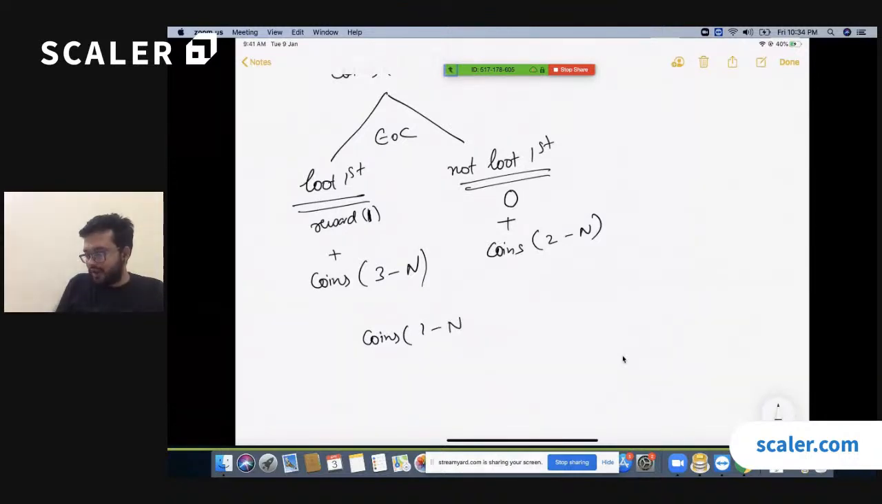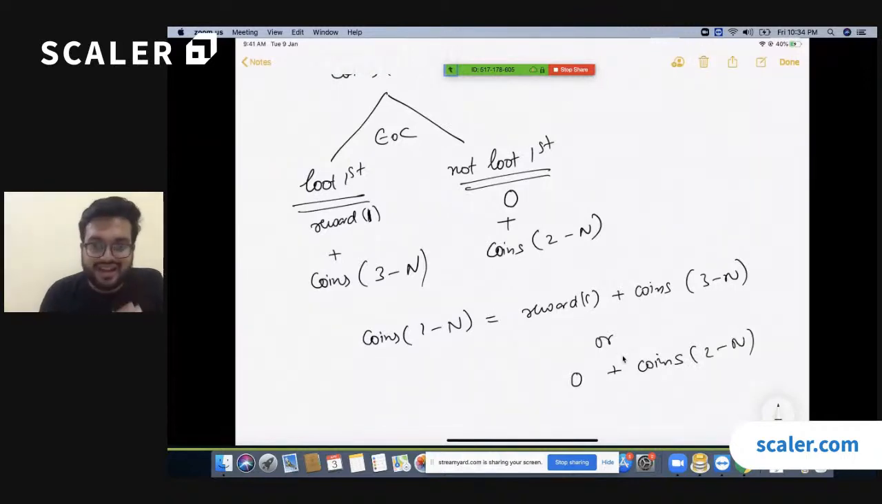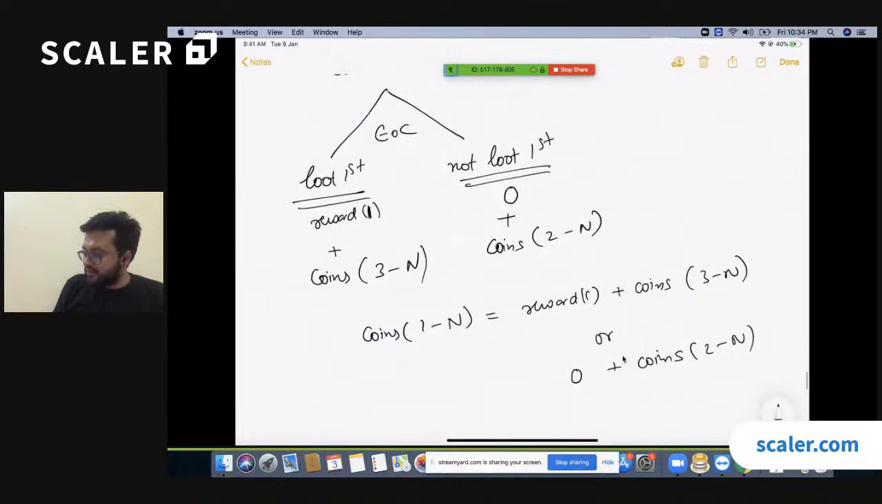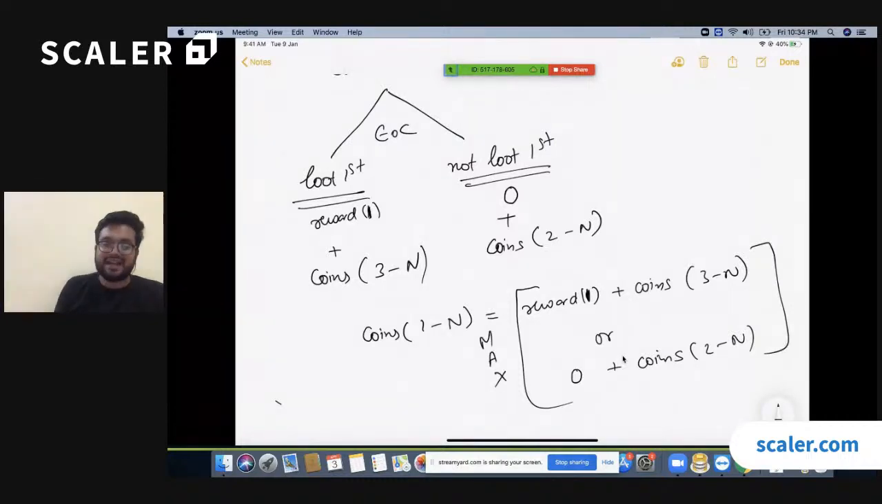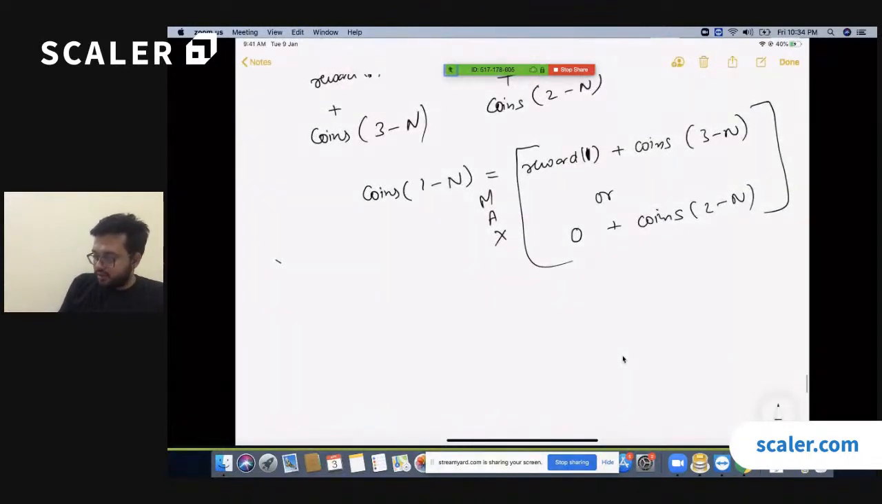So if I want to figure out 1 to n, I can say it would be reward 1 plus coins 3 to n. Or the best second option that I had was to not loot it and reduce into a problem of coins 2 to n. These are the two options that I had. I want to choose the option which will give me the maximum. So what will I do? I will explore both these options. Whatever comes out to be the maximum of the two, I will return that as the answer. Okay. So now this is the recurrence. This is from 1 to n.